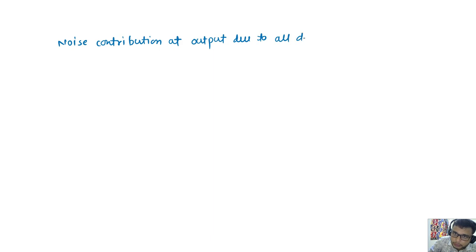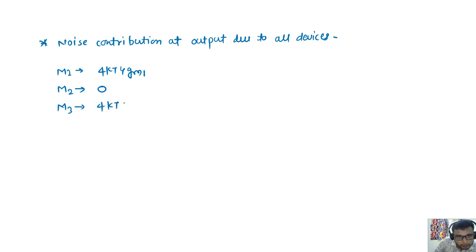So from this concept we can understand the noise contribution at output due to all devices. M1 is contributing directly 4kTγgm1. This is the output short circuit current. M2 is contributing 0. M3 is contributing its complete current, gm3. What is the M4 contribution? It is 4kTγgm4. Okay, so this is the short circuit current mean square value.